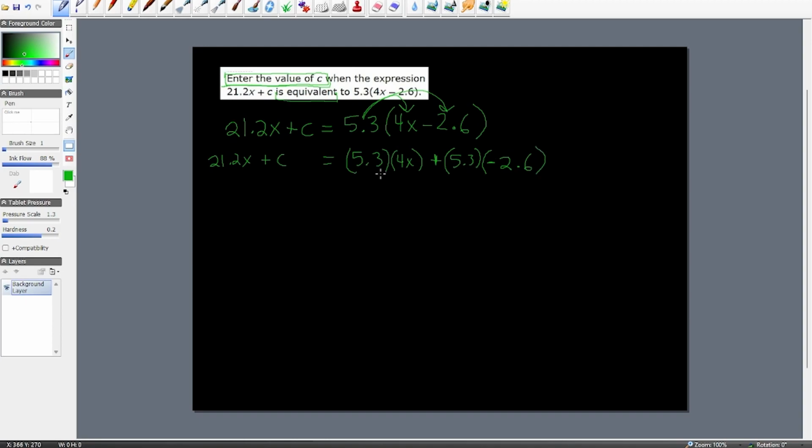Alright, so now let's evaluate this. 5.3 times 4x. Well, we know it's going to have an x in it. So let me come over here and do 5.3 times 4. So it's going to become 21.2x. And this is going to be a positive times a negative. So I'm going to put a negative right here, because a positive times a negative is always a negative. Let's find what's 5.3 times 2.6.